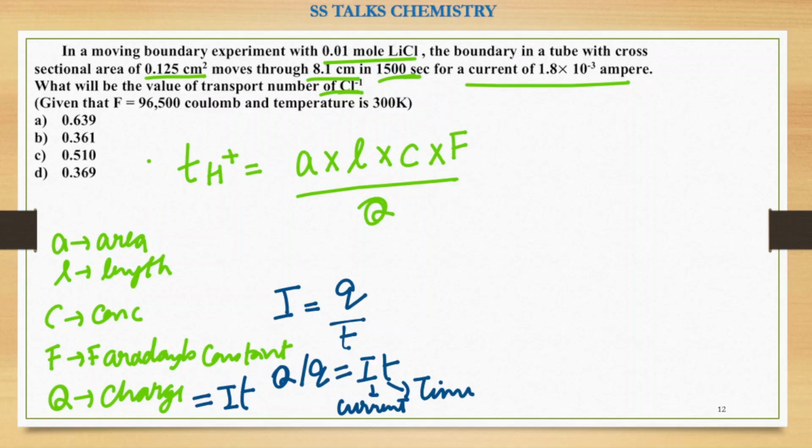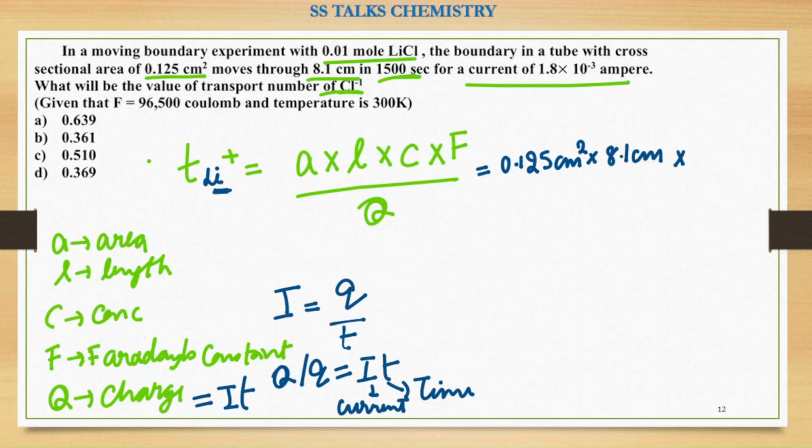So just substitute the values. So now instead of the cationic part, this H positive, you are having the lithium positive. So that means here the transport number of the lithium positive we will be calculating using this formula. So just substitute the values now. The area is given to us 0.125 centimeters square. Length is given to us to be 8.1 centimeters, and concentration is given to us as 0.01 moles.